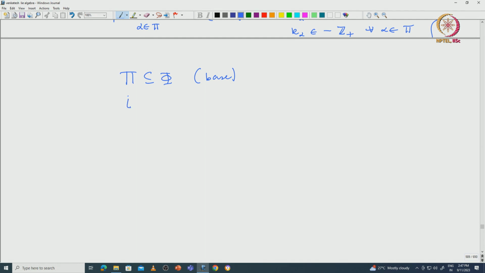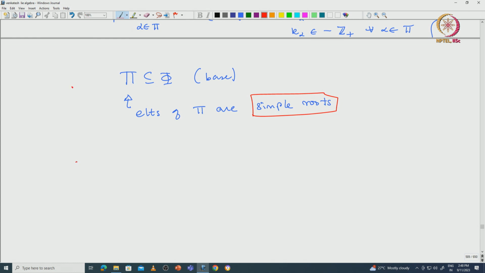Then all these elements of Π are called simple roots. That means all other roots are built from these simple roots, because from condition B2 you can see that every other root is either a non-negative integral linear combination of simple roots or a non-positive one. Of course, elements of Φ are called roots. That is what motivates the definition of simple roots.